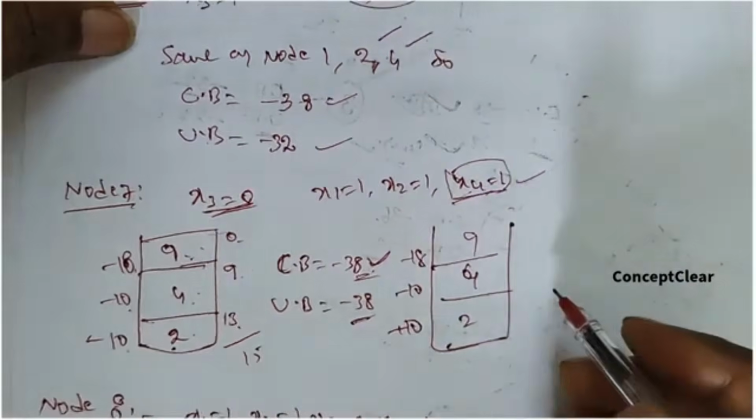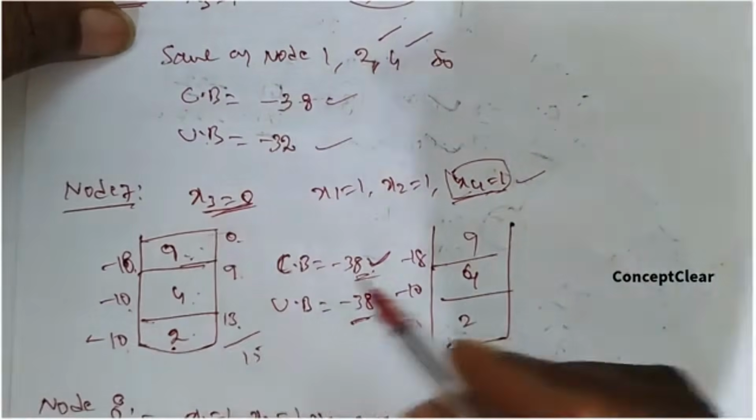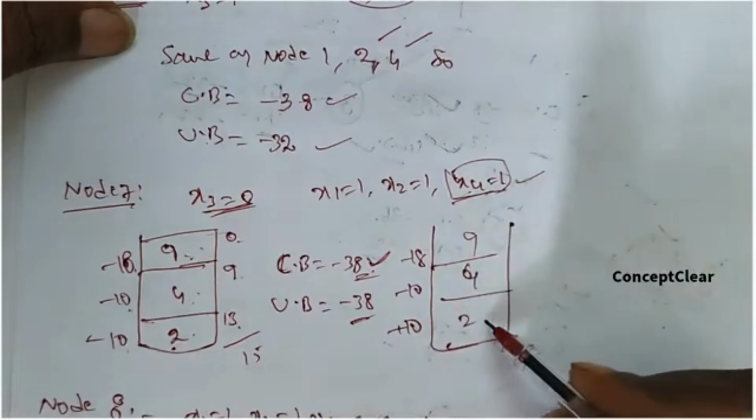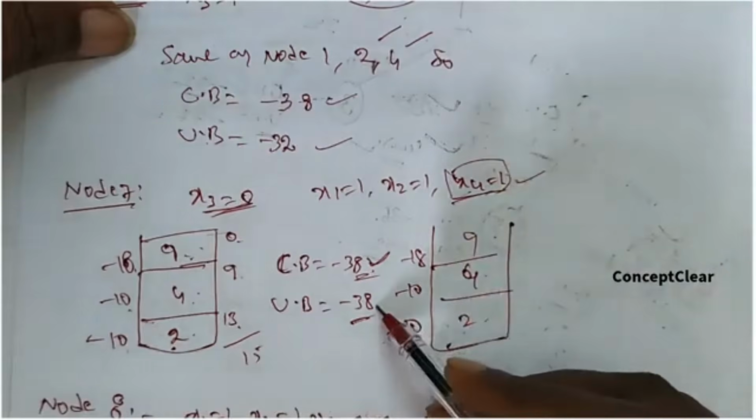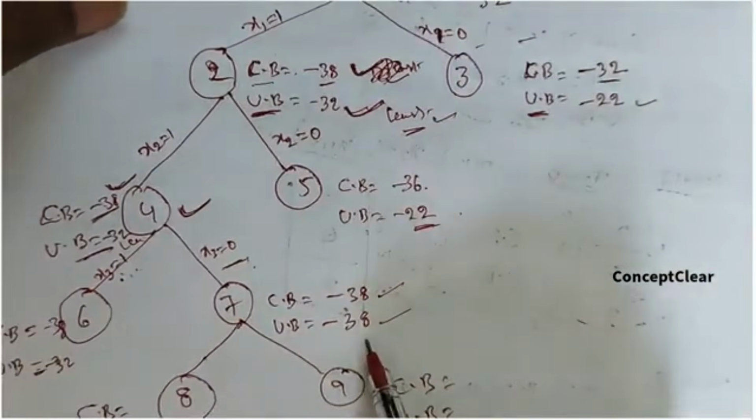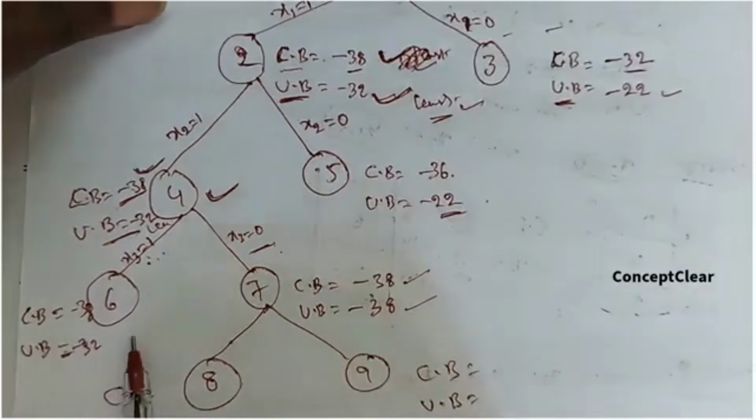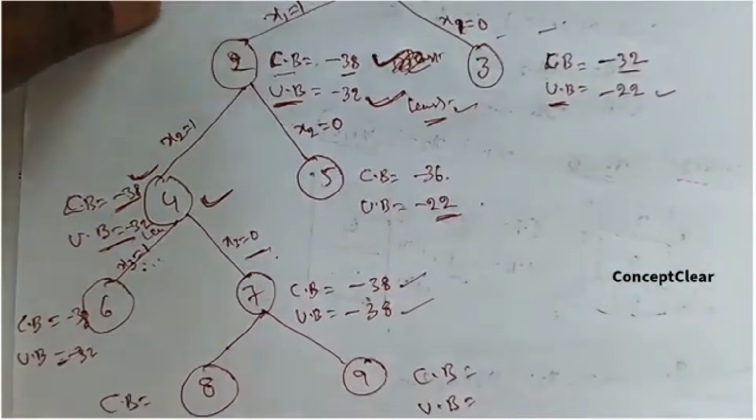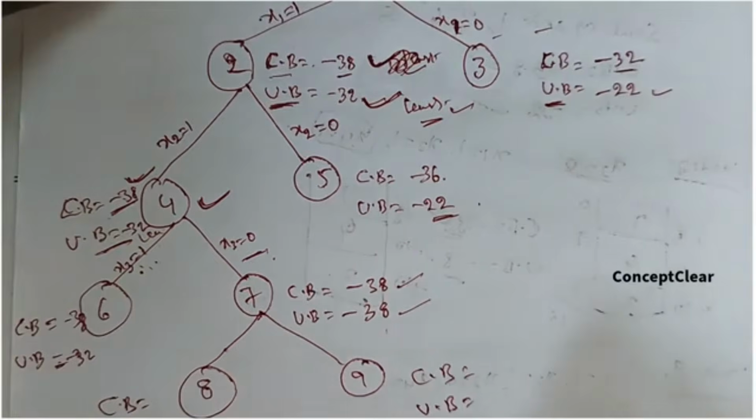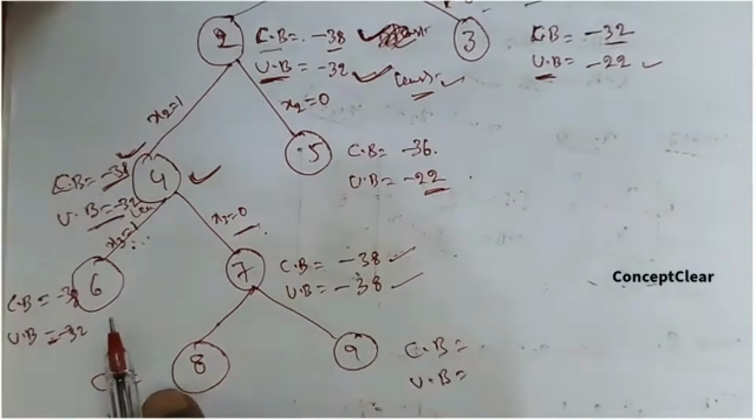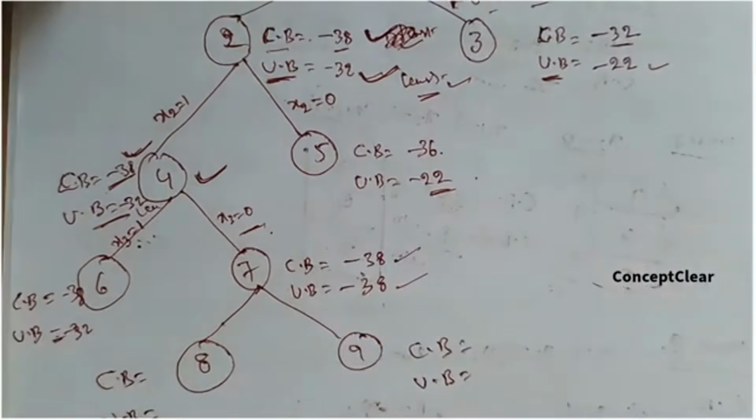And what about the upper bound value? There is no fraction value, so the upper bound value is the same value, from objects 1, 2, 4, so that is minus 38. I have 7 values here in the diagram, minus 38 and minus 38. By comparing 6 and 7, which upper bound value is least?